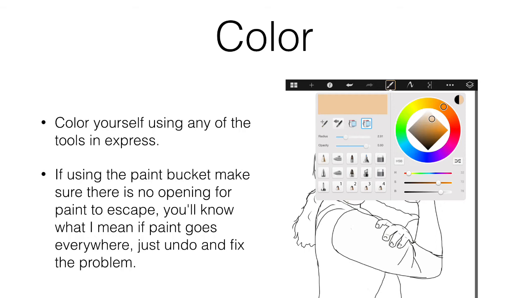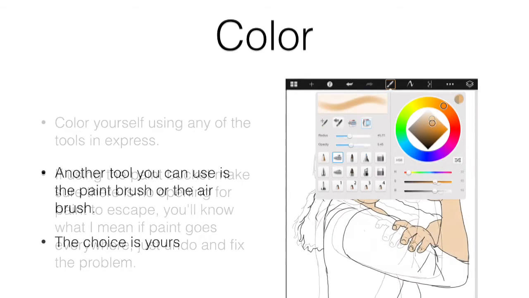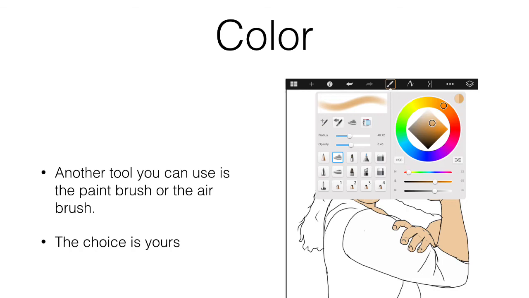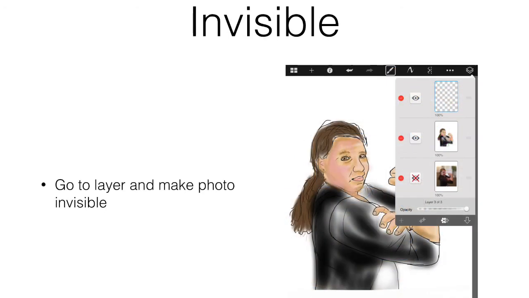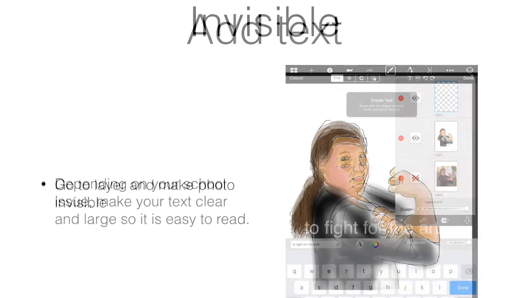Next, you'll need to add color. By coloring yourself using a tool in Express, if using a paint bucket, make sure there's no openings for paint to escape. You'll know what I mean if paint goes everywhere. Just stop, undo it, and fix it. Another tool you can use is the paintbrush or the airbrush. The choice is yours. Remember to zoom in to help you with those pesky small spots. By this point, if you haven't made your layer of your picture invisible, do so.